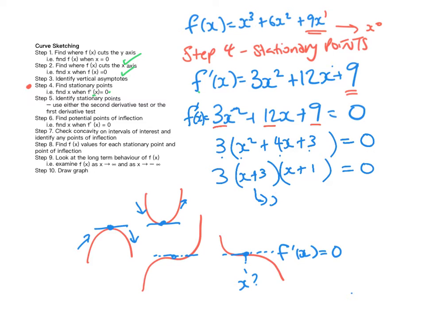And using the null factor law, this whole thing is 0 when either this bracket is equal to 0 or the second bracket is equal to 0. So when x + 3 is 0, or when x + 1 equals 0. So that means x is either equal to -3 or x is equal to -1.